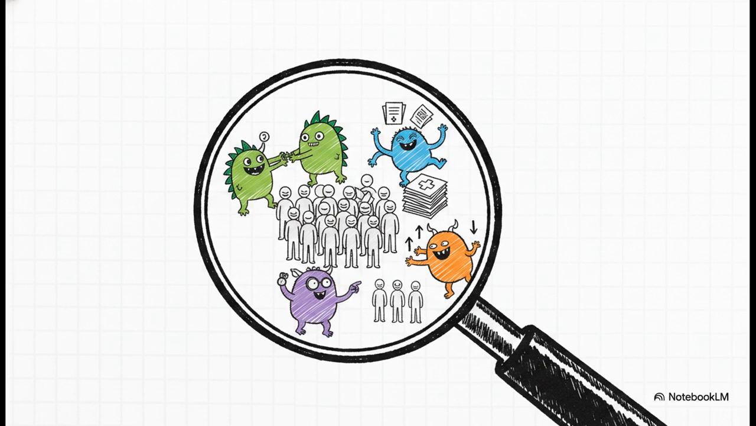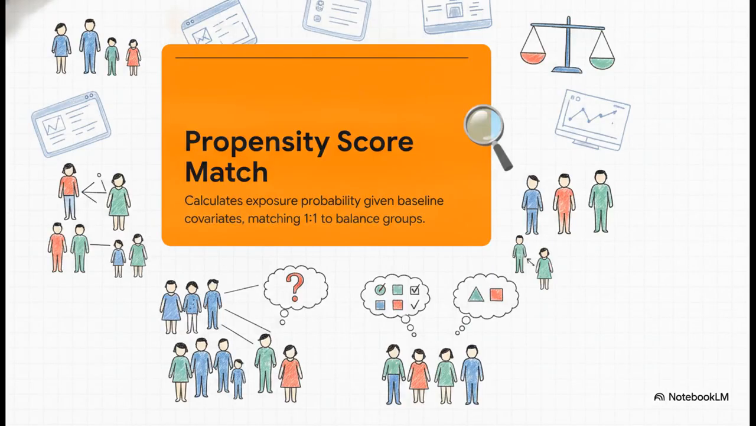in the first place. So, how do we fight back against confounding variables like age, sex, or prior diseases? Platforms use a technique called propensity score matching. It basically calculates the probability of exposure based on baseline covariates and matches patients one-to-one to mimic a randomized trial. But, and this is a huge but, it only balances the variables you actually remember to include in your model. If a factor isn't recorded in the electronic health record, or you just flat out forget to select it, it remains completely unbalanced.